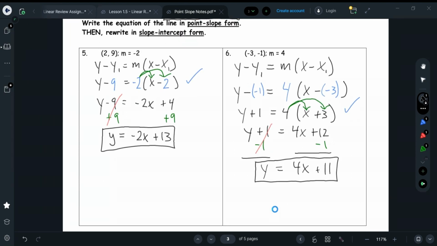Alrighty, these are the answers I got for point slope form. Take a look, compare that with your work. Again, if you have any questions, please ask me. I'd love to go over it with you. All right, we're going to keep going here.